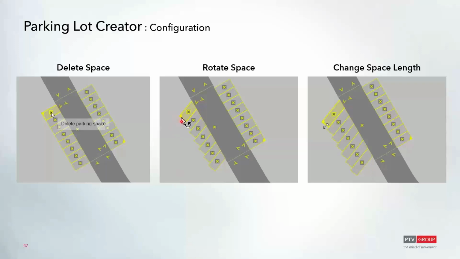If you notice, there'll be one of the corners that has a darker highlight. So you can grab this corner and then you can just click and drag the mouse, and that's just going to rotate those spaces for you.